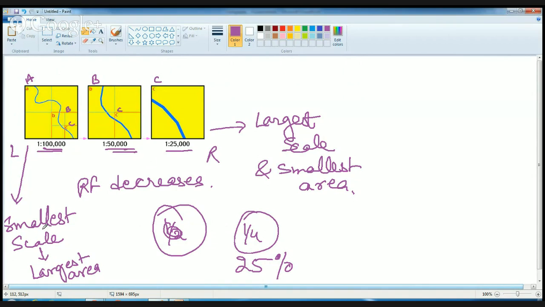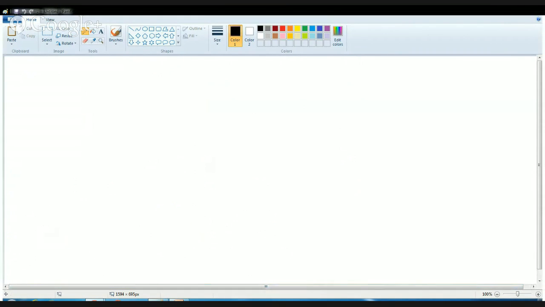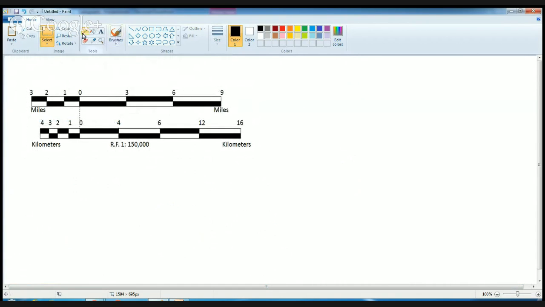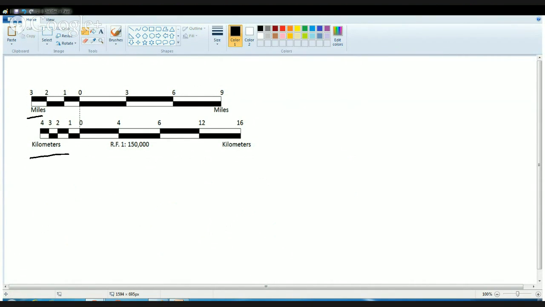Now we are talking about various types of scales. So this is the first scale. This is known as comparative scale. In this scale, I am matching miles and kilometers, and I am matching the zero for the same. Both of them are at an RF of 1,50,000, and this scale shows this much kilometers would be equal to, for example, half centimeter, and this much miles would be equal to 0.75 centimeters. So we are matching two different units.